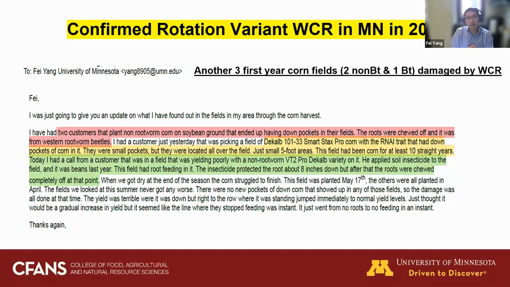By the end of the season, I got another report for another 3 first year corn fields, 2 non-BT and 2 BT. All these fields were damaged significantly by Western corn rootworm. So all this evidence probably confirms the rotation resistance of Western corn rootworm in Minnesota for the first time in 2024.